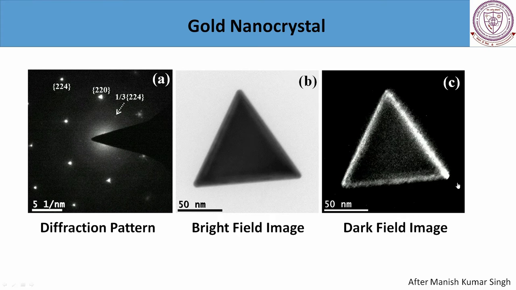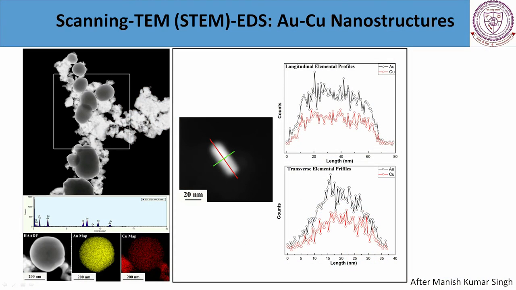And finally, in the dark field, as you are able to see, the intensity of the diffracted spot, from where it is coming from this particle, is going to show as white, and the other region is going to be dark. Remember that it is the same triangular particle that you are able to see here. In the next slide, we are going to the scanning transmission electron microscope mode.